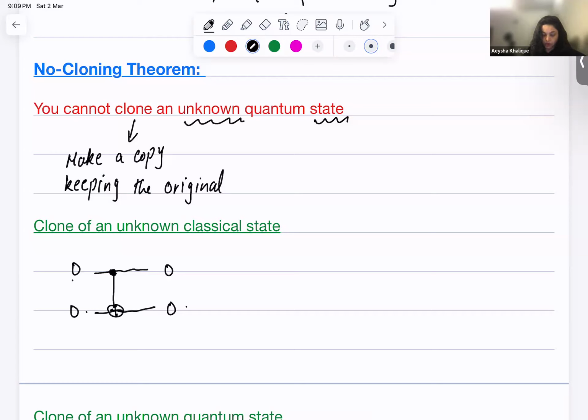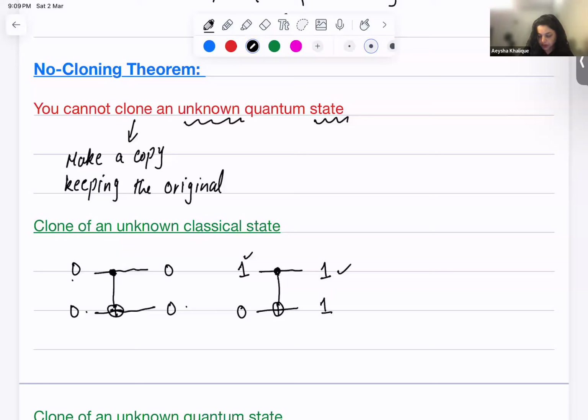What if you have a machine which you claim can clone an unknown classical state? Which means that if the state is not known, let's take the state to be 1 rather than 0, it should make a perfect clone of that as well. So this is the bit I want to clone, and this is the bit which is in the state 0. If I apply control NOT, my control would be in the state 1, and my target will flip to the state 1.